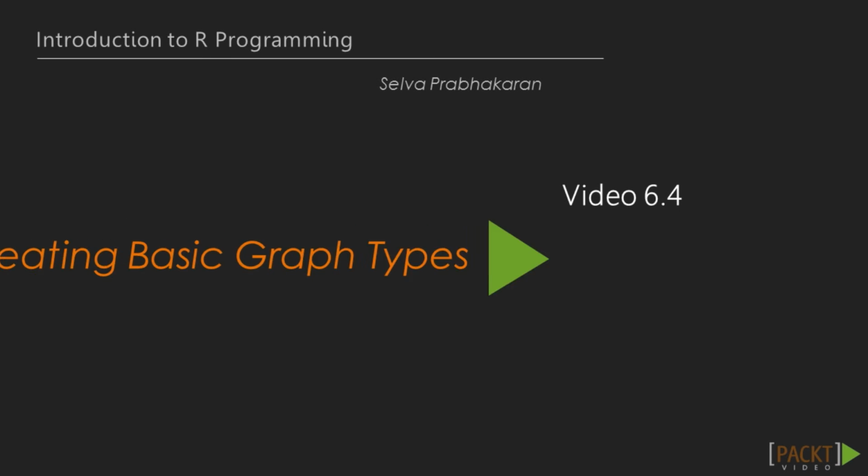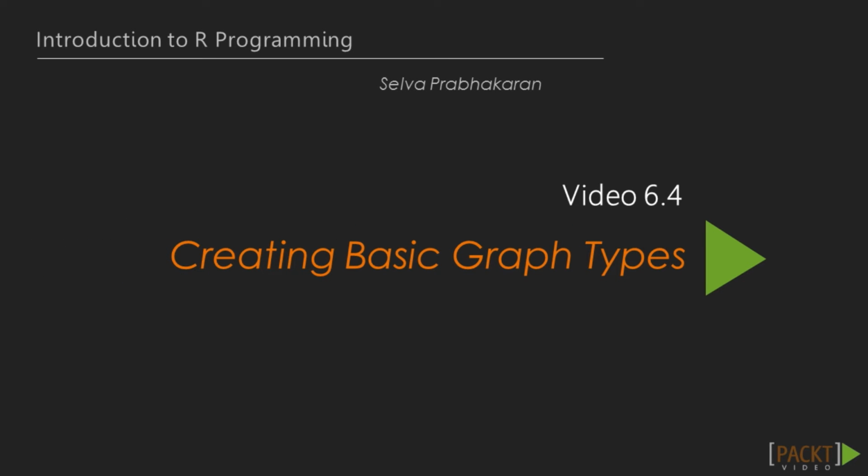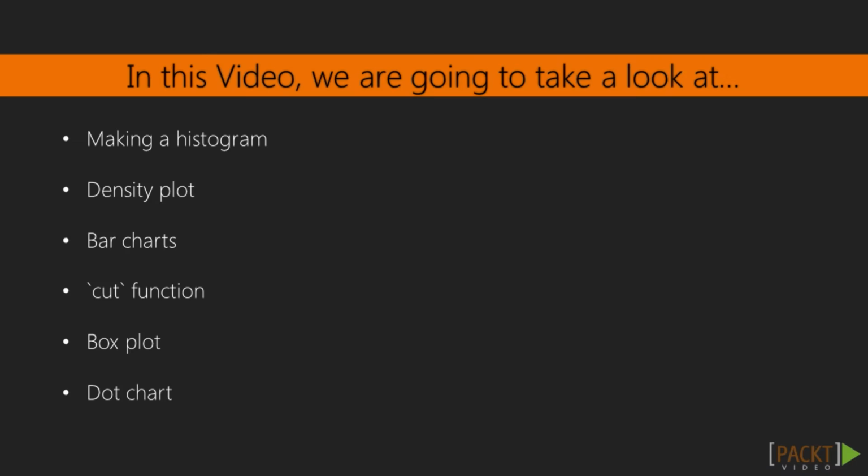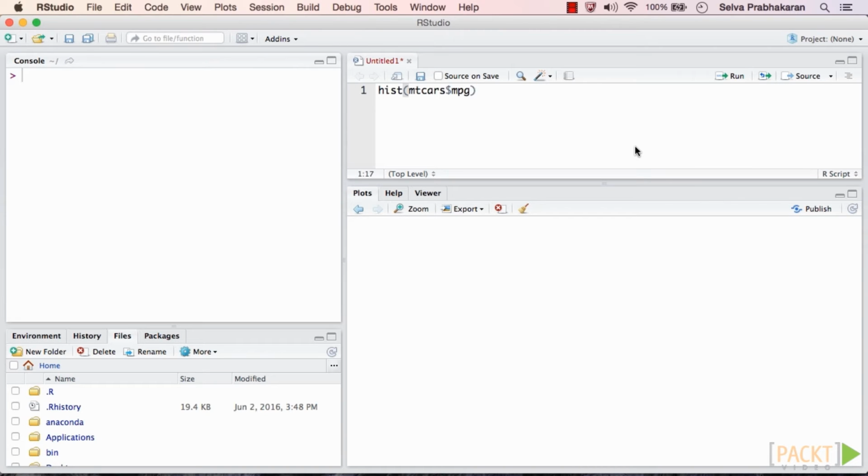By now you should be familiar with the way base graphics work in general, but so far we have covered only scatterplot. With base graphics, you can draw a wide variety of plots that are commonly used in statistical data analysis. By the end of this video, you will have learned what a histogram is and how to make one. We'll also learn a wide variety of plots, including density plot, bar charts, and the cut function that will come handy to create bar plots. Finally, we'll understand what a box plot is, create one, and end the video with making a dot chart. First, let's begin with histograms.